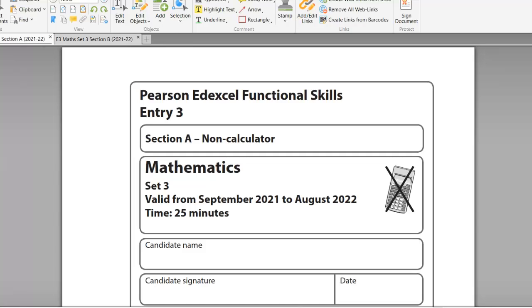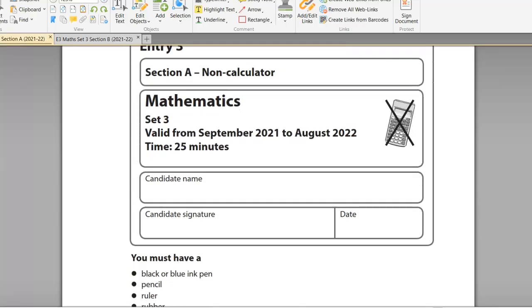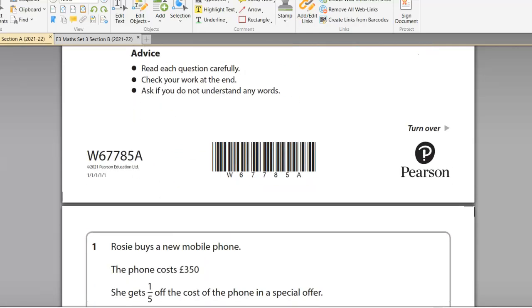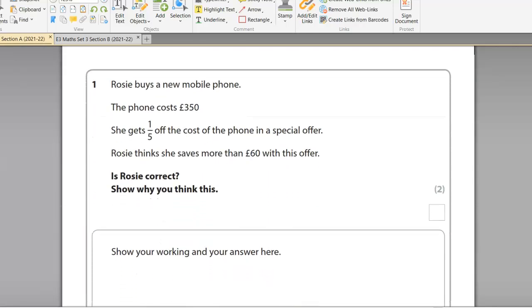In this video, we're going to look at the non-calculator paper for entry level 3, set 3. In question 1 here, Rosie buys a new mobile phone. The phone costs £350. She gets 1/5 off the cost of the phone in a special offer. And Rosie thinks she saves more than £60 with this offer. Is Rosie correct?